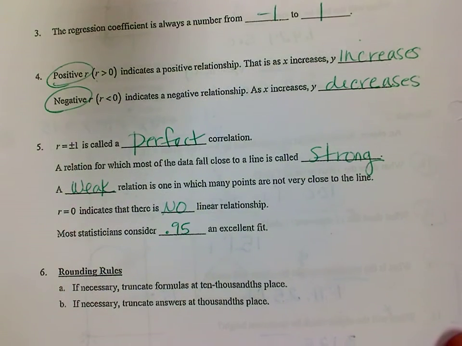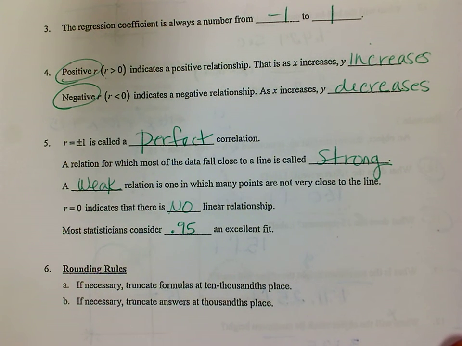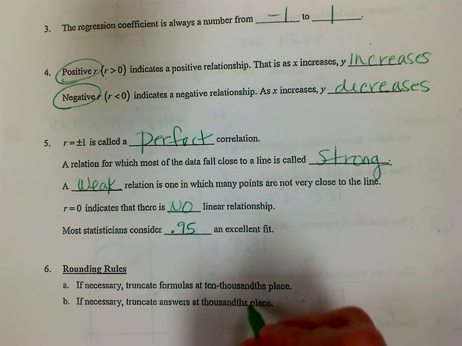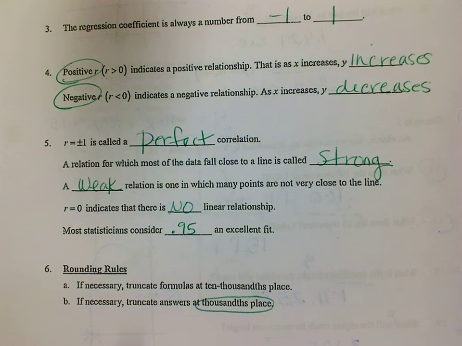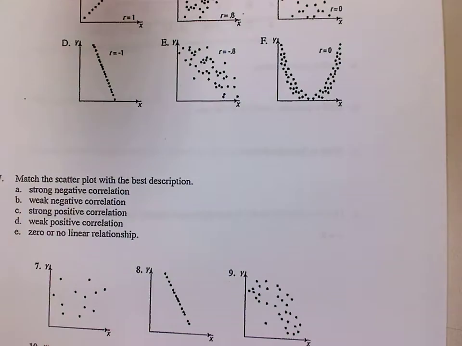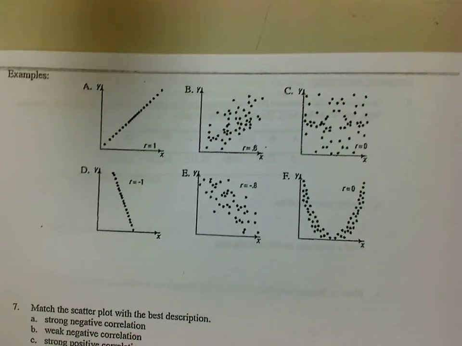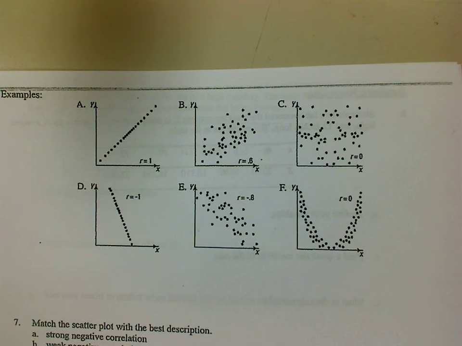Okay, and then we're going to round. Actually, we're going to truncate, which means whatever those numbers are after the decimal, that's what we write down. And I like the thousandths place, so 3 numbers after the decimal is what we're going to go with. Okay, so that brings us to our scatter plots on the next page.